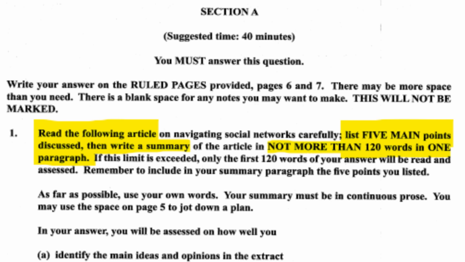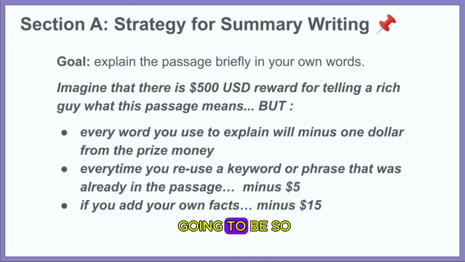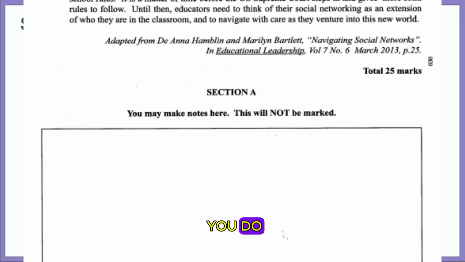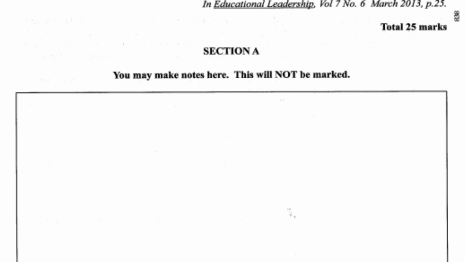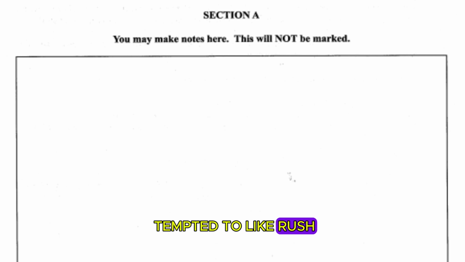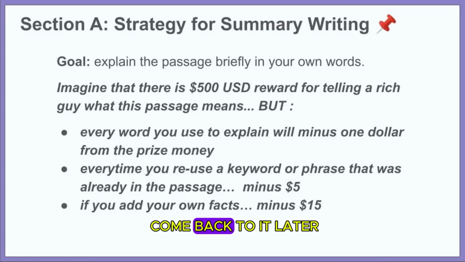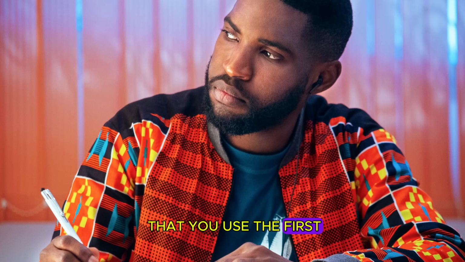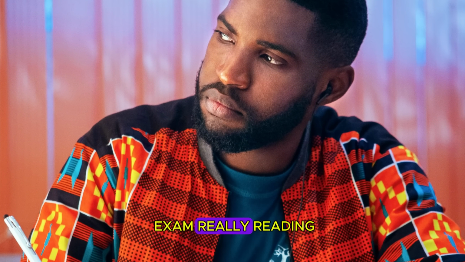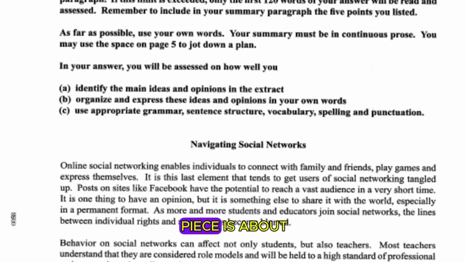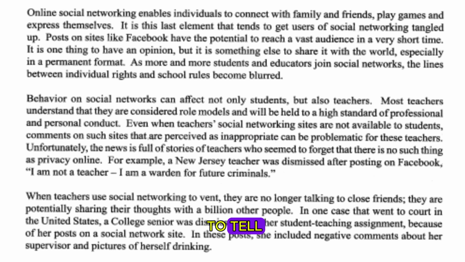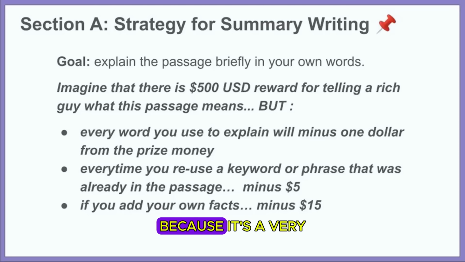Your planning area is going to be so much help in terms of pulling out the 5 main points. What I would suggest you do, because this is the first section, you might be tempted to rush through it or speed read or think that you'll come back to it later or something like that. But I would recommend that you use the first 2 minutes of that exam really reading and understanding what this piece is about. Even if you're a good reader, sometimes it's really tough to tell what points they want you to bring out here because it's a very wordy piece that they start with, okay?